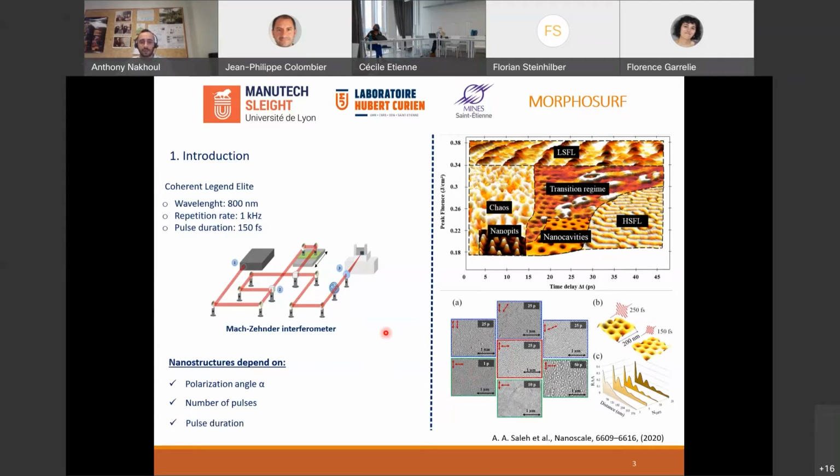For the pulse duration, in general I'm fixing a pulse duration of 150 femtosecond, but by controlling the pulse duration, we can also control the size of the nanostructure. Here we have the same nanostructure, but with a different diameter for 250 femtosecond compared to 150 femtosecond. And for sure, we are controlling the laser fluence and time delay, and the initial surface roughness also plays an important role. After some trials, I found that the initial surface roughness, the Ra, should be below 5 nanometer in order to succeed with the experiment and observe some nanocavities or nanopits after irradiation.